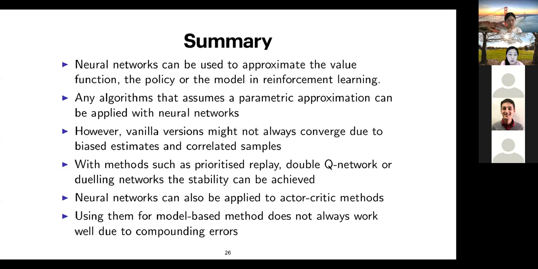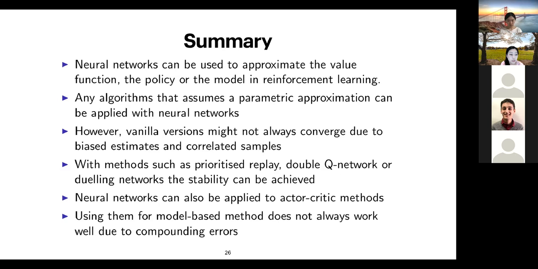So neural networks could also be applied to actor-critic methods. We talked about actor-critic being a combination of the value-based and the policy-based methods, right? You have actor and critic, the actor working on the policy improvement, the critic working on evaluating the policy and estimating Q values. So neural networks could also be applied there. Like I said, actor-critic is really just a meta algorithm, okay?